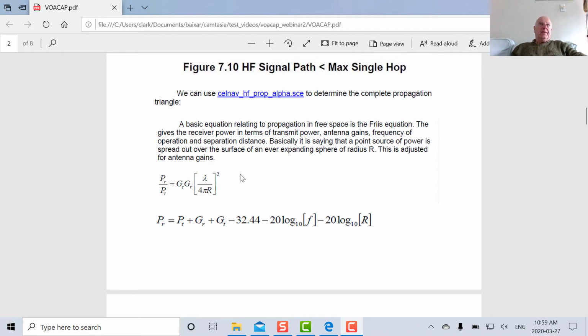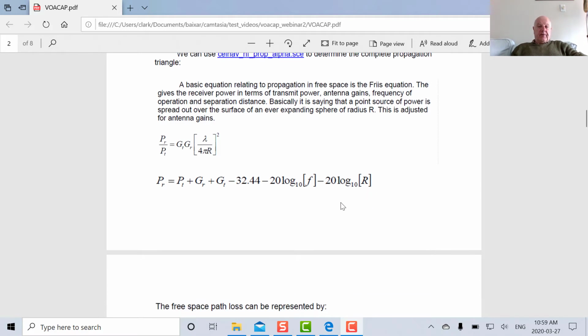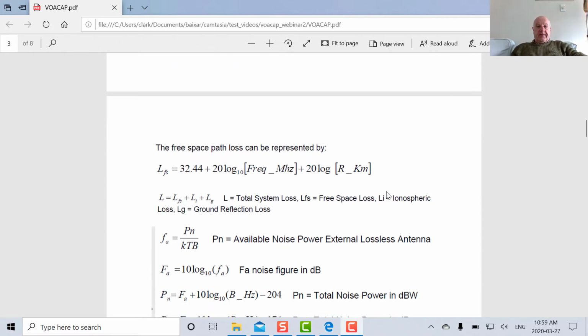dBm is 1 milliwatt, so it's 10 log the number of milliwatts. So I can convert this formula to dBm. So this is a receive power in dBm. That's the transmit power in dBm. Those are the two antenna gains, the receiver and the transmitter. This is an adjustment factor. This is 20 log to the base 10 of f. This is the frequency in megahertz. And there we have 20 log of the distance between the antennas in terms of kilometers. So we're talking dBm, megahertz, and kilometers.